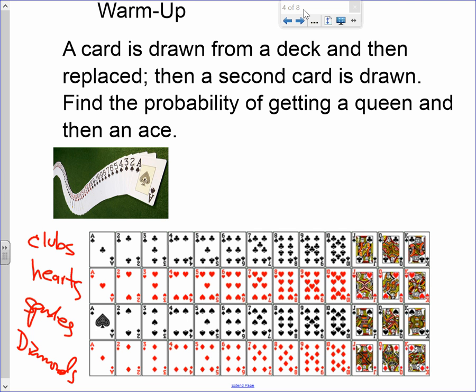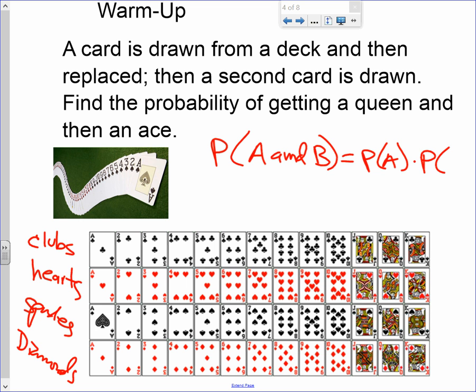So notice on that handout I gave you, it looks like this. For events that are independent, it's this: the probability of A and B is equal to the probability of A times the probability of B, if it's independent. So me drawing a queen, putting it back in the deck, and then drawing an ace are totally independent events. That's why I'm going to use this formula. So follow me. Here we go.